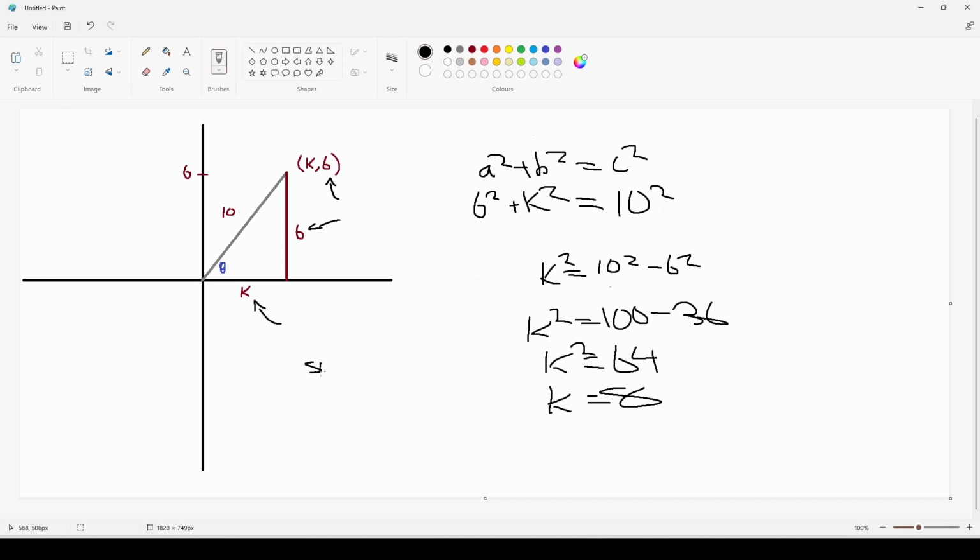And now we can see sine is equal to our opposite over our hypotenuse, which is just 6 over 10, which can be simplified to 3 over 5. Our cosine is equal to k over 10, or 8 over 10, which is just equal to 4 over 5. And our tangent is equal to our opposite over our adjacent, so 6 over 8, which can be simplified to 3 over 4.